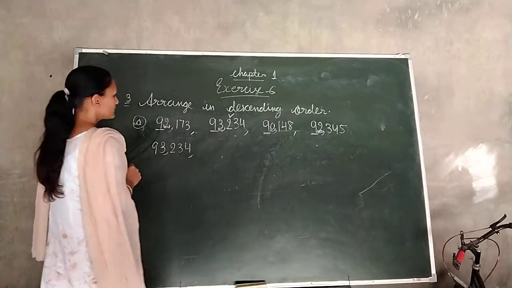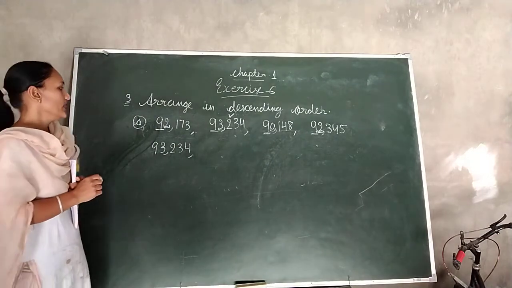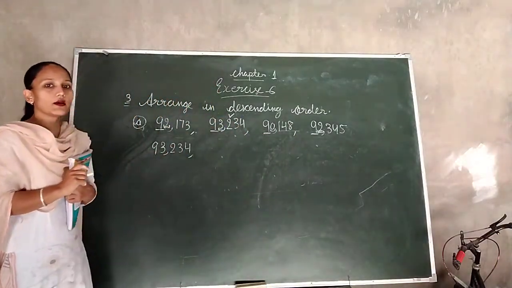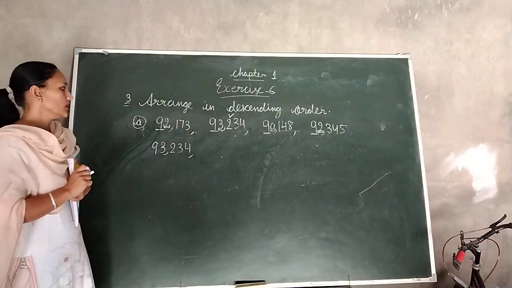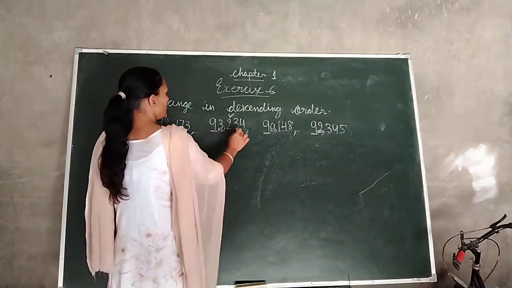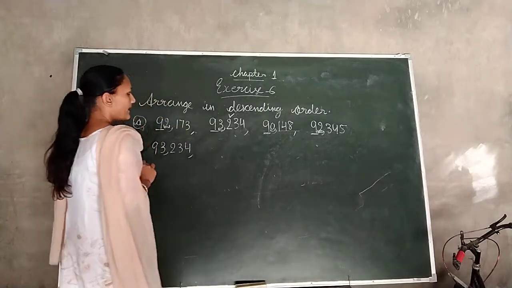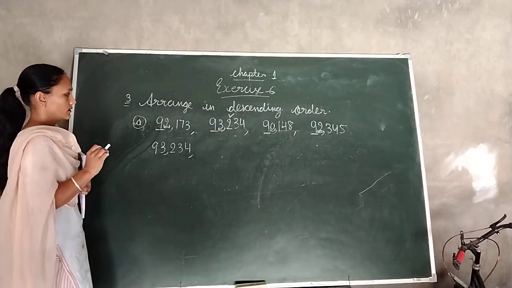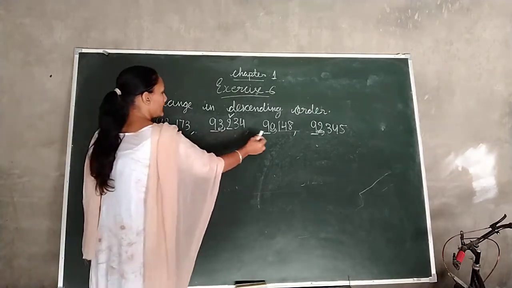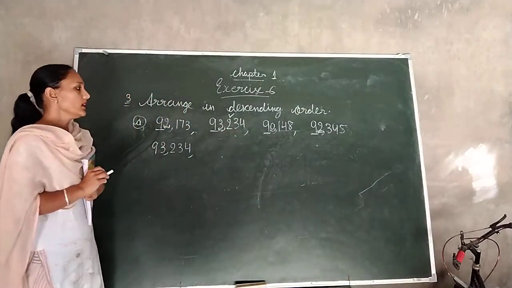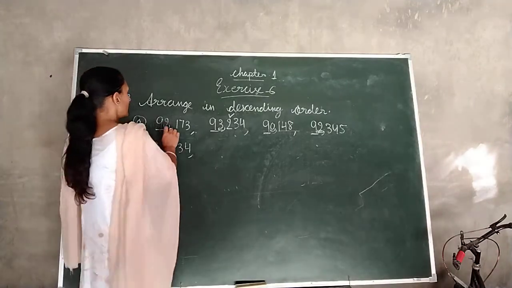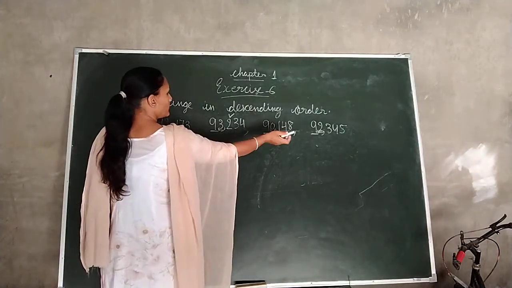93,234. Next we have 3 numbers and we have to find the greatest among these 3 numbers. So first of all, we have 9 in 10,000 place. Yes, in 10,000 place we have 9 and these are same. So we will compare the numbers in 1000 place.